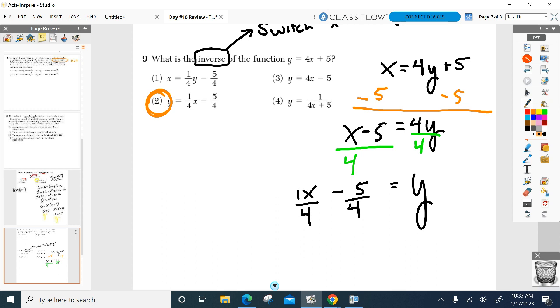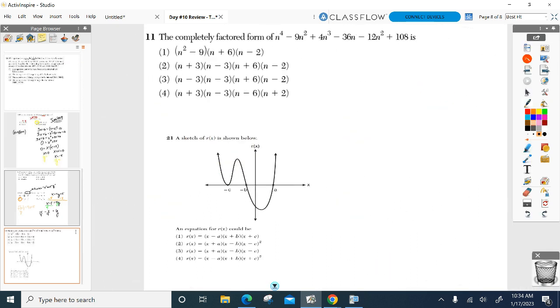Switch x and y. Now, I want to make sure I prep you guys for all scenarios. This here, take a look. This may be written as this. But f of x is the same thing as what? Your y. So if you want to rewrite it before you start, go ahead. You might see f of x instead, but it's a y. So switch it. Number 11.